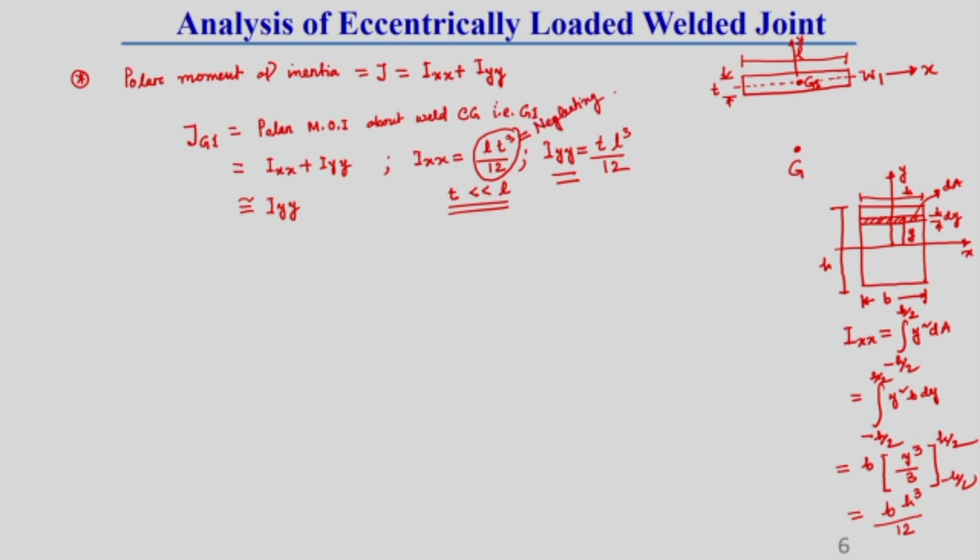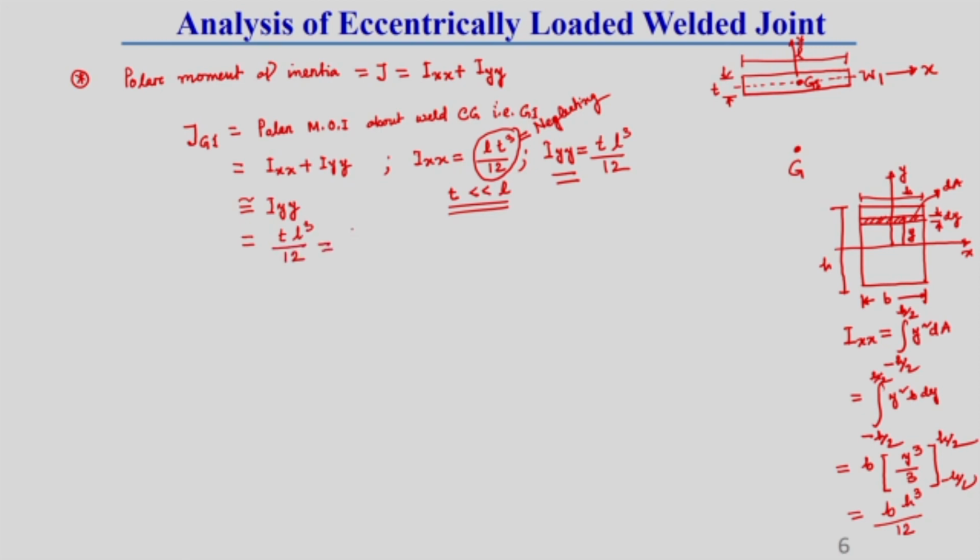This you should keep in mind. Okay, so what is Jg1? The polar moment of inertia about its own CG is Jg1. This is equal to Iyy, which we got as T L cubed divided by 12.